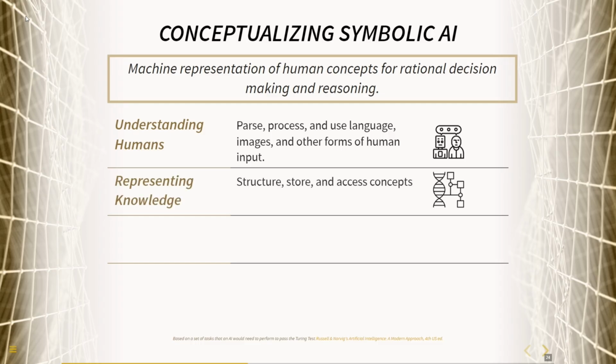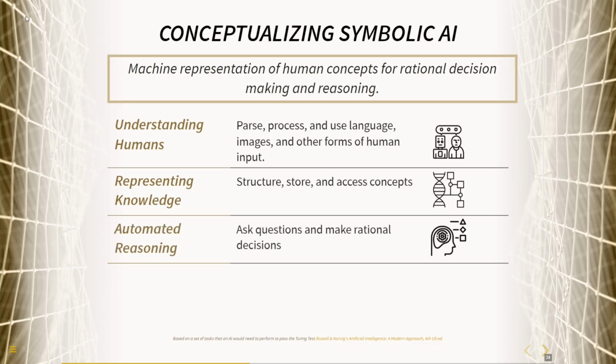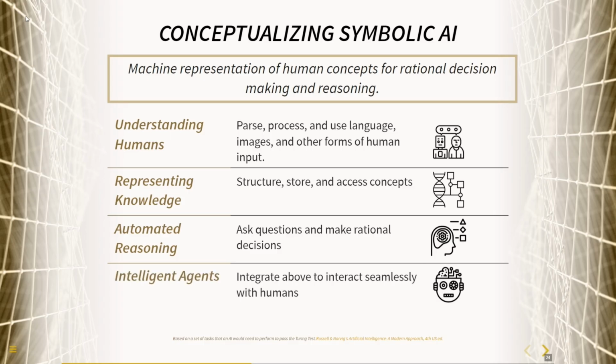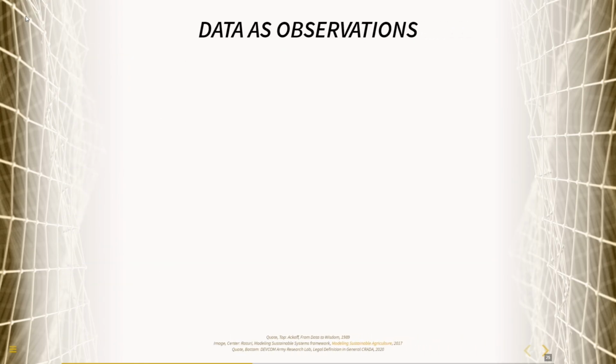Next, we need to be able to actually teach the machine how to represent knowledge, right? So structure, store, and then access those concepts as needed. Finally, the machine actually needs to be able to ask questions and make rational decisions. This is known as automated reasoning. When we integrate all of these different steps, that's really when we are able to actually create what are known as intelligent agents, right? Machines that are able to interact seamlessly with humans, ideally, potentially even passing something like the Turing test.